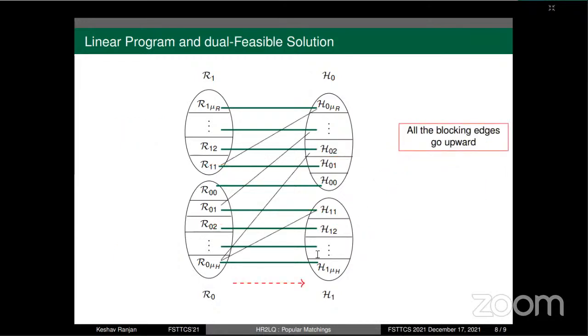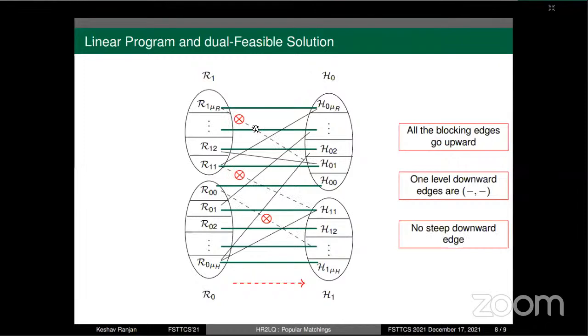Now, if we assign the edge direction from left to right to all the edges, then we see that all the edges which are blocking to M_S will go upward. That means all the +2 weight edges, meaning edges having weight 2, will go upward, and an edge which goes one level downward, the endpoints of such an edge are happy with the current assignment, M_S. So they do not prefer each other, and such an edge will get -2 weight. And an edge which goes at least 2 levels downward is not possible. So no steep downward edges are there.